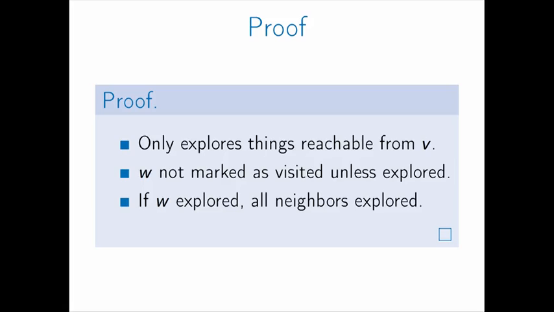The next thing to note is that a vertex W is not marked as visited unless it has already been explored, which is just because the only way we mark things as visited is when we explore them.